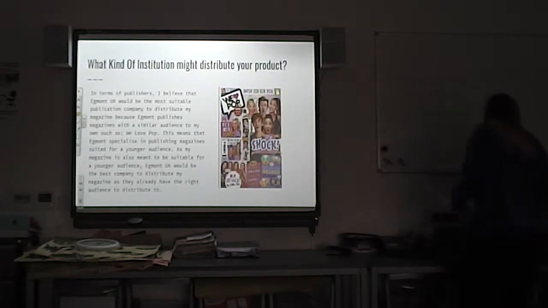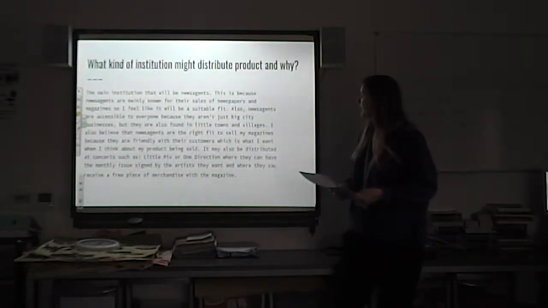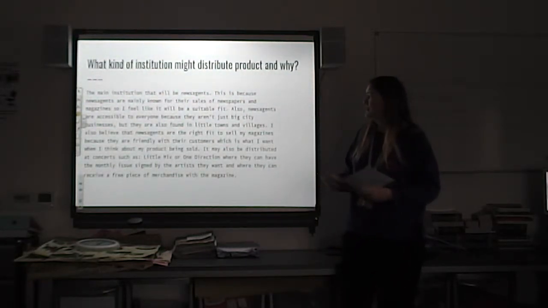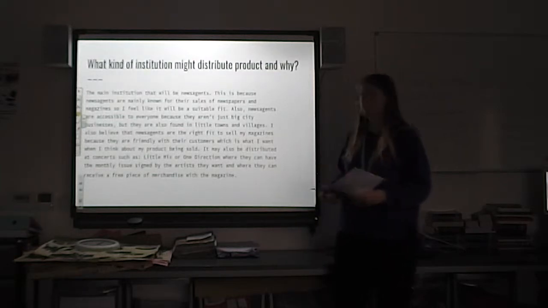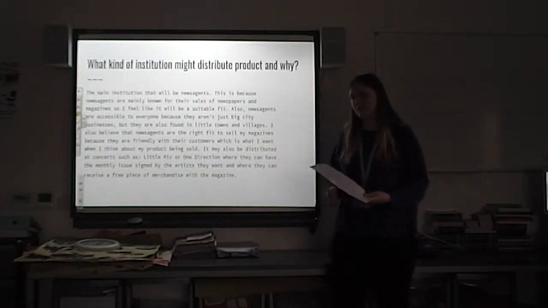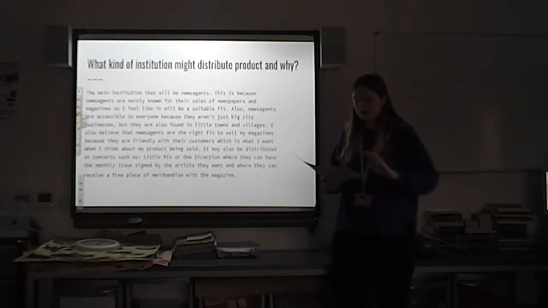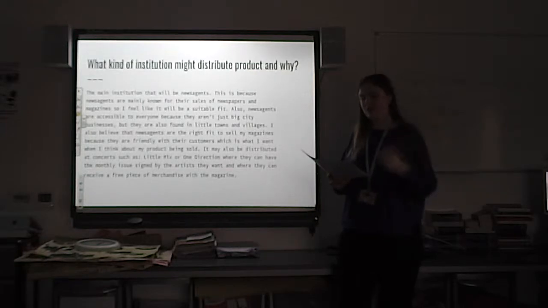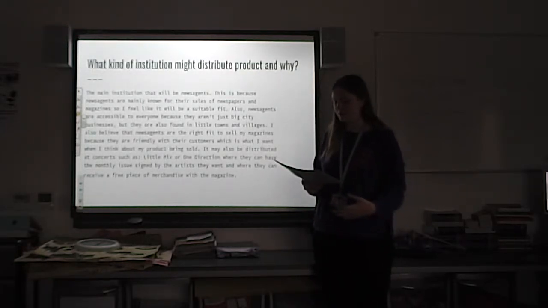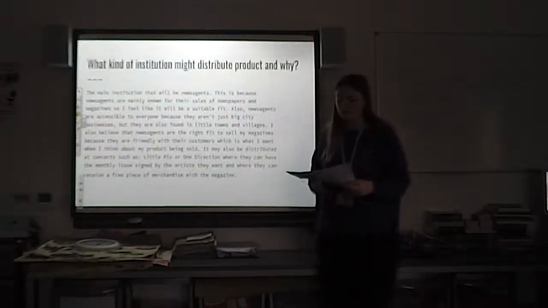And then finally, the main institution that might distribute my product in terms of businesses will be newsagents. This is because they are highly accessible to anyone of any age, whether you live in a village or a city or a big town. I also believe that newsagents are the right fit to sell my magazine because they are friendly with their customers, which is what I want to think about when my product is being sold.